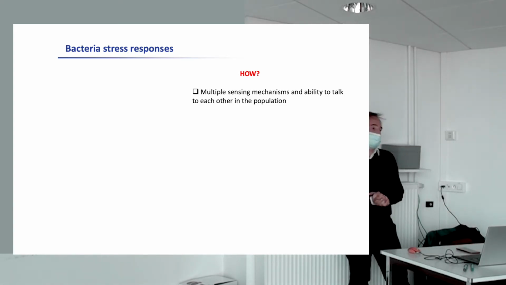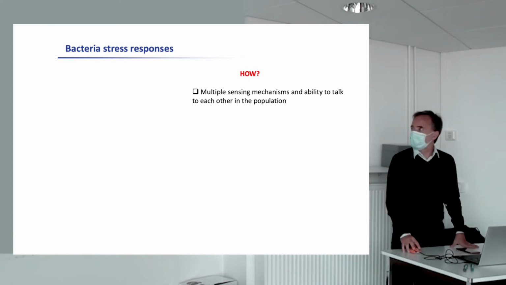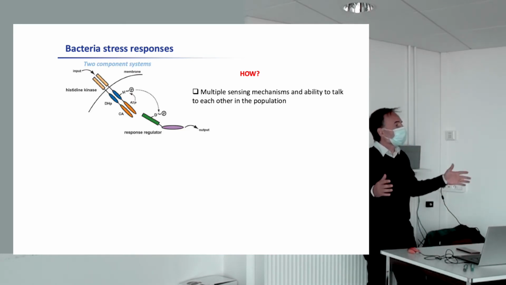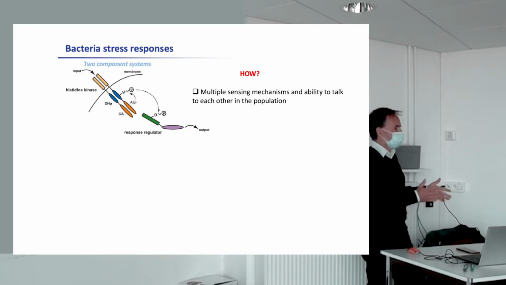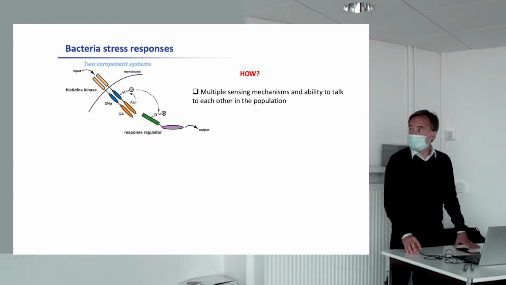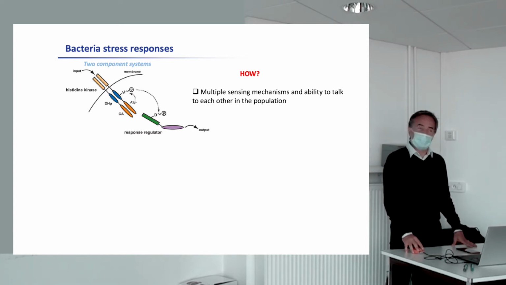So how are those bacteria able to adapt to these different stress conditions? First of all, as I told you before, they need to understand that there is a problem, that there is a stress, a different environment potentially harmful for them. And for this reason, bacteria have evolved several two-component systems.